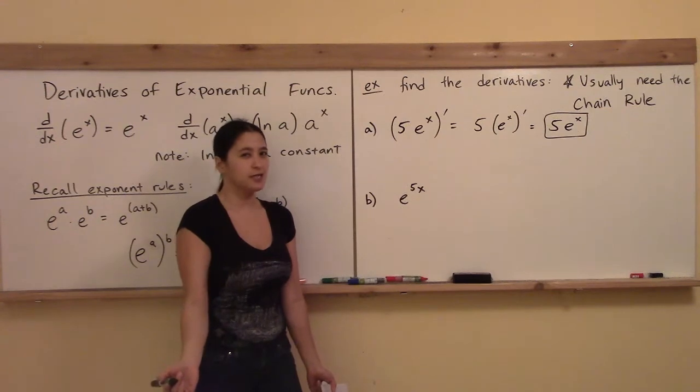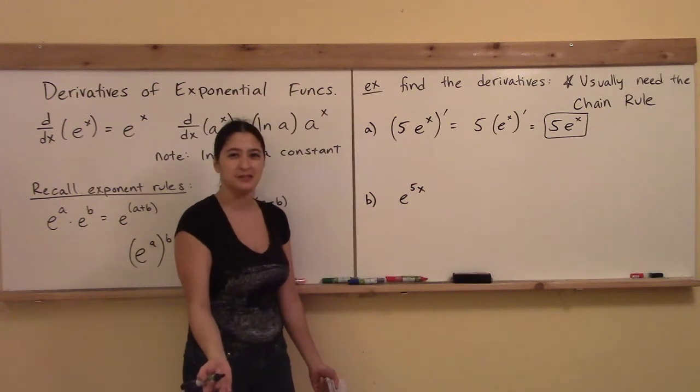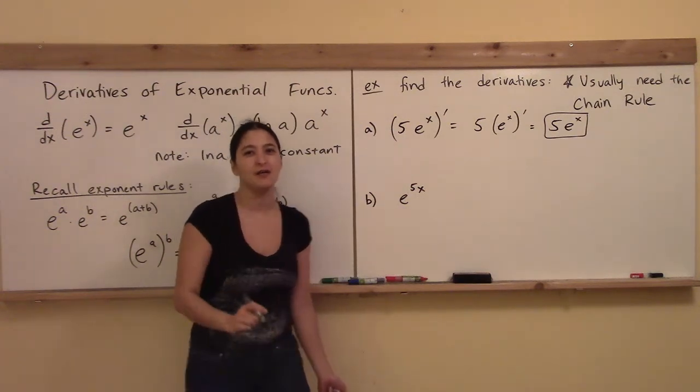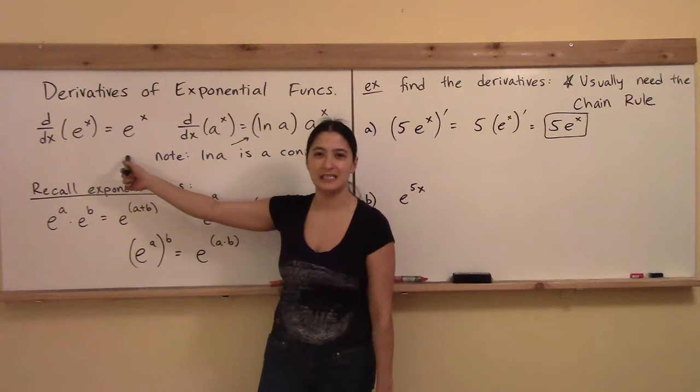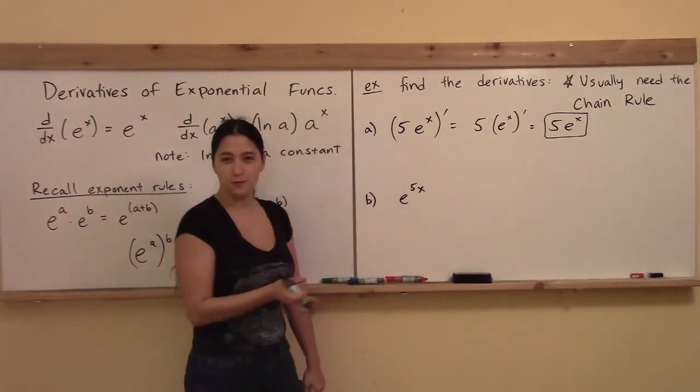See, it looks like I didn't even do anything, which some people might think means they did it wrong because it looks the same, but you didn't do it wrong, because the derivative of e to the x is e to the x. So that's indeed the correct answer. Okay, what about the next one?